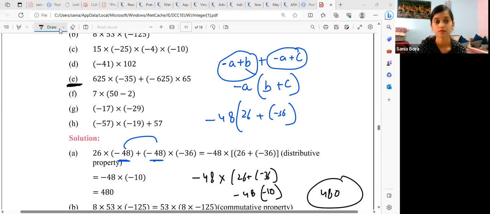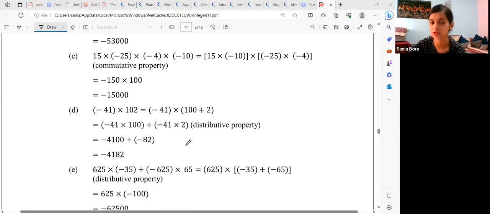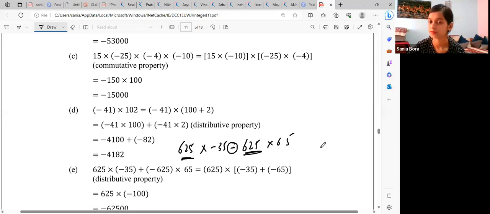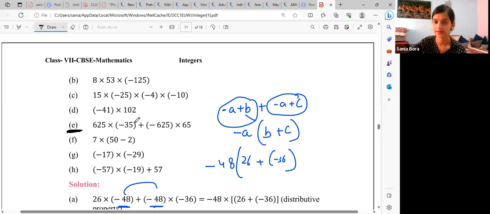What should I do now? Yeah, you should do this one. What is common here? 625 is common. Over here, you will solve this minus. So it will be 625 multiplied by minus 35 minus 625 multiplied by 65, right? So this minus is between. So you will take 625 common. And what is left inside? It's positive and negative. Positive. Why negative? 625 at the starting is positive, but the one at the back is negative.